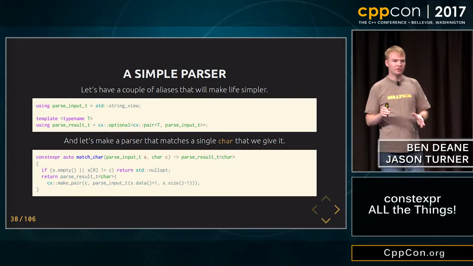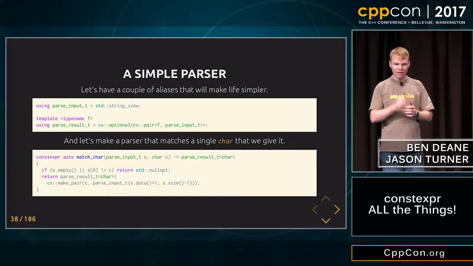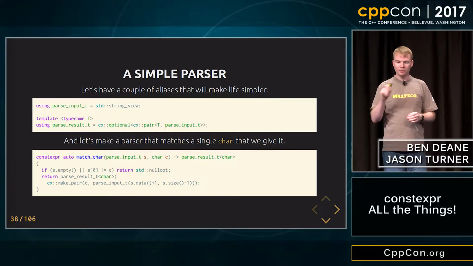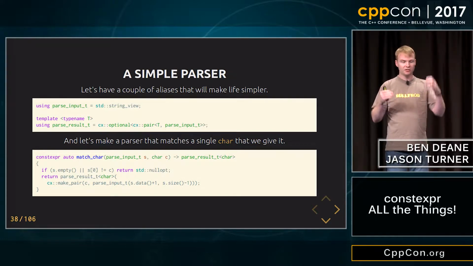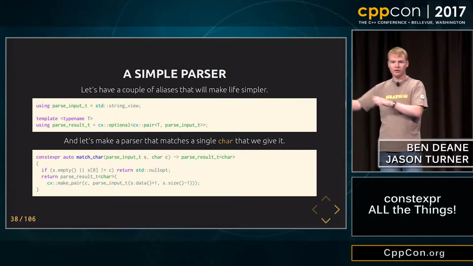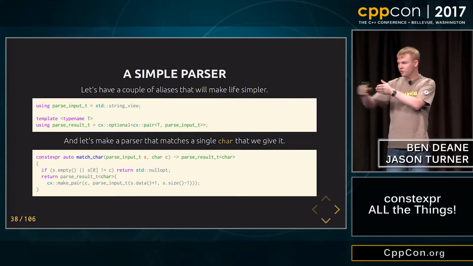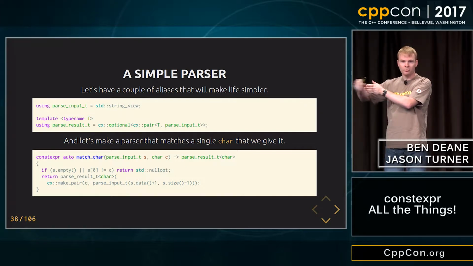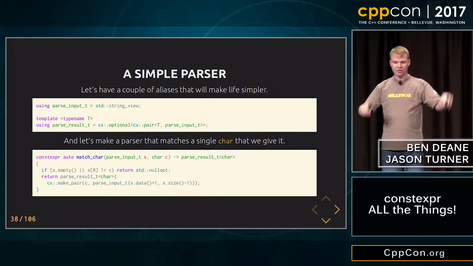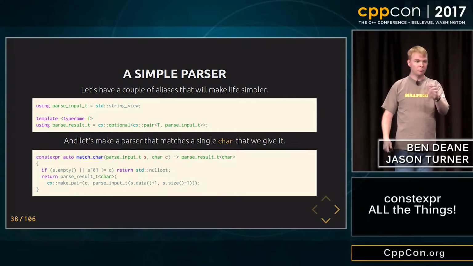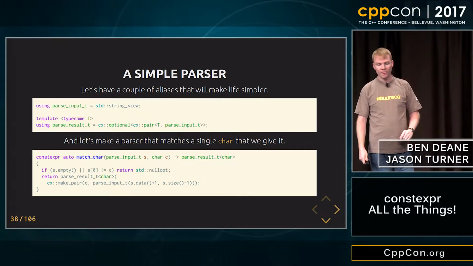So let's look at a very simple parser that we could make. On top here, I just have some aliases that make life simple. A parser input is a string view, and a result of a parser is this optional of a pair of thing and rest of string, right? So you parse the thing out of the string, you've got some rest of string to work on, and you've got your T that comes out of it. So that's what input T and parse result T are.